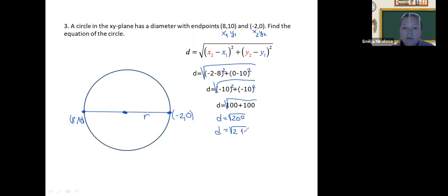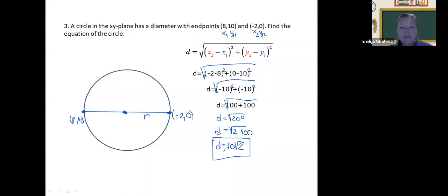How much is the square root of 100? Does anyone know? You should know. The square root of 100? That is 10, because 10 times 10 will give me 100. So we will have that the diameter will be 10 times square root of 2. So this will be the length of the diameter.